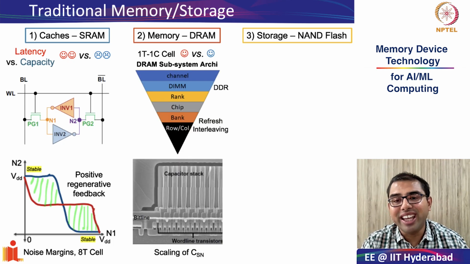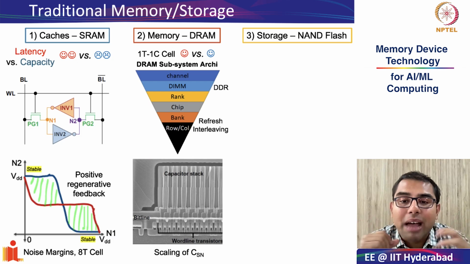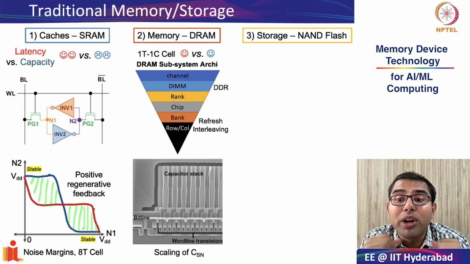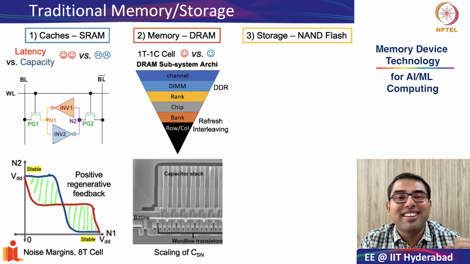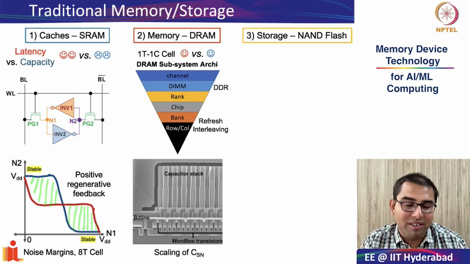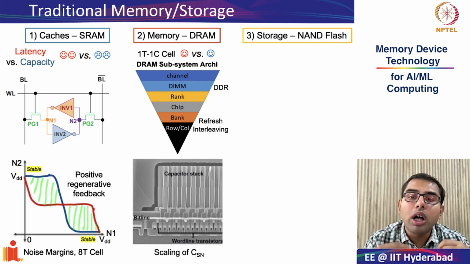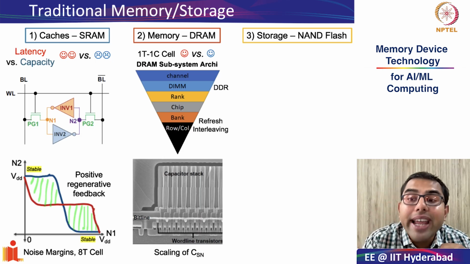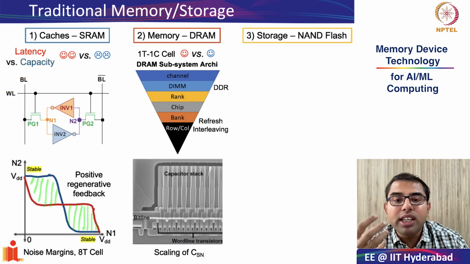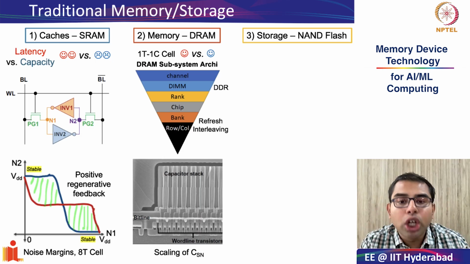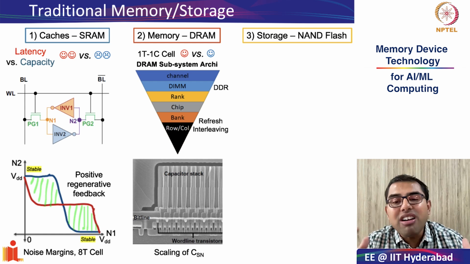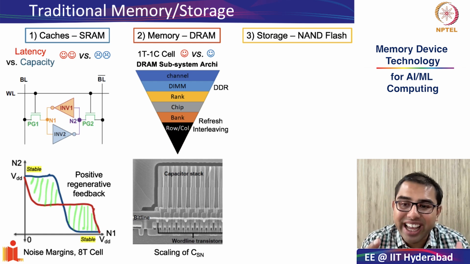Moving down the hierarchy, we looked at DRAM, which is our main memory, and we discussed that DRAM is more like an all-rounder in this game of memory and storage technology because DRAM balances both latency and capacity. This trade-off is managed through this highly dense network of 1T, 1C, or one transistor, one capacitor architecture.